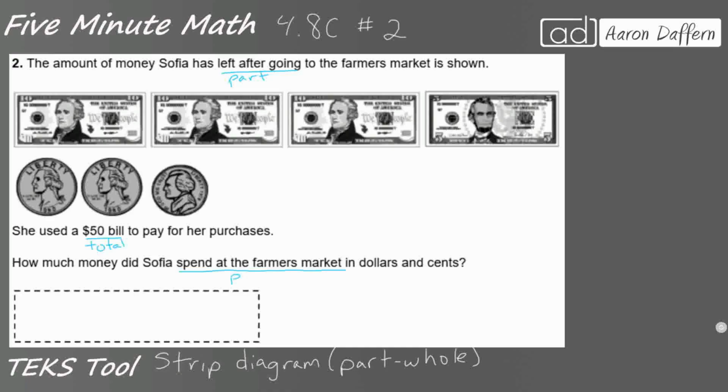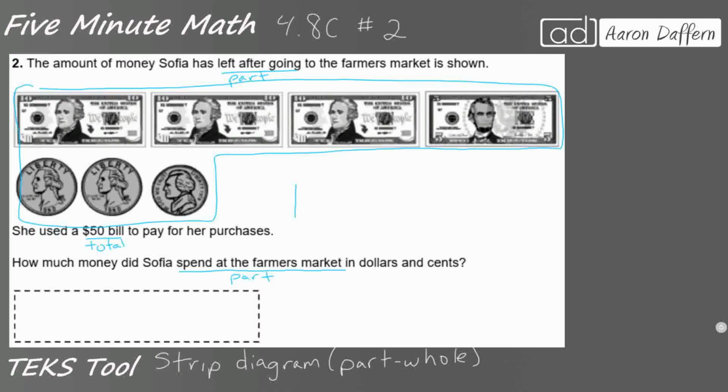This is another part. So this is just a basic part whole. So the whole or the total is $50. She has this amount right here that we're going to have to calculate. That's one part. That's her change, how much she has left. And then we need to figure out how much did she actually spend. And that plus the change is going to equal 50. So let's represent that with a strip diagram.